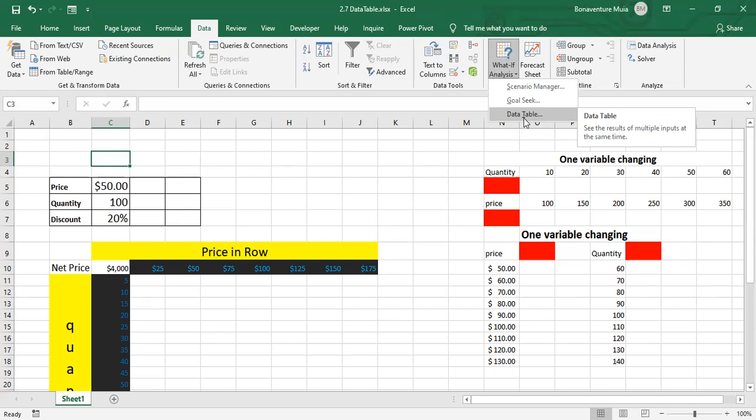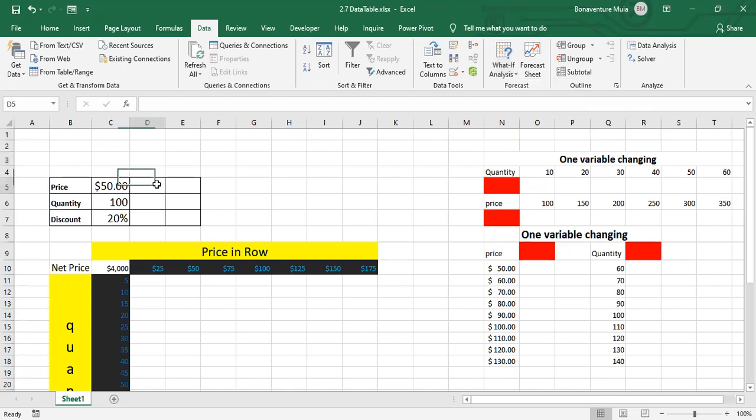The first thing that you need to understand is under what scenarios or under what occasions you really need to use the data table. The data table is used when you want to see multiple inputs at the same time. If you want to see multiple inputs at the same time, that is one occasion where you can use the data table. I'm going to give an example.